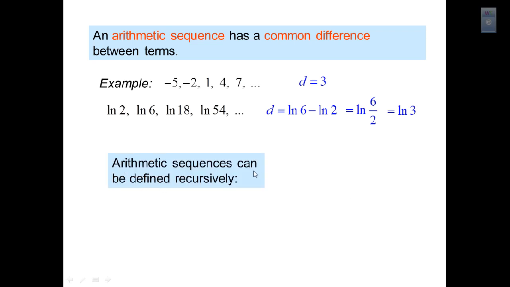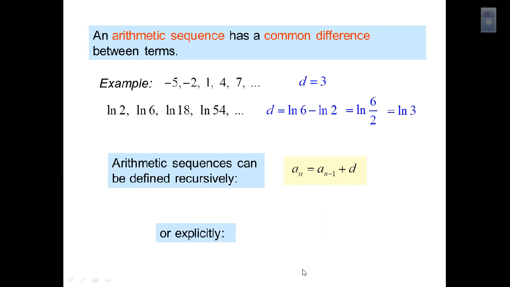Now, arithmetic sequences can be defined recursively, and that was simply a sub n equals a sub n minus 1 plus d. With whatever sequence you were doing, you would have to be given the first term, and all we're going to do is take that first term and add the common difference. Then we're going to take that term and add the common difference again to get the very next term.